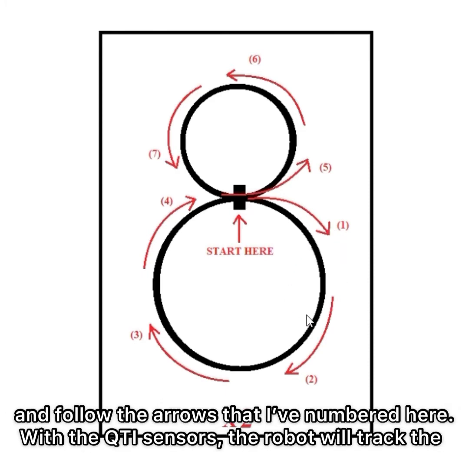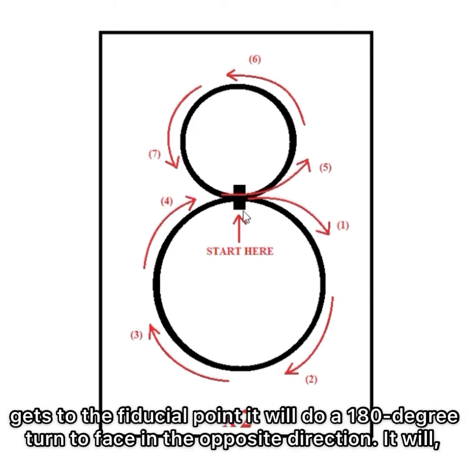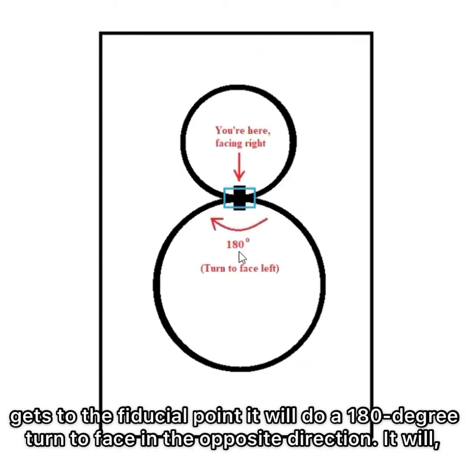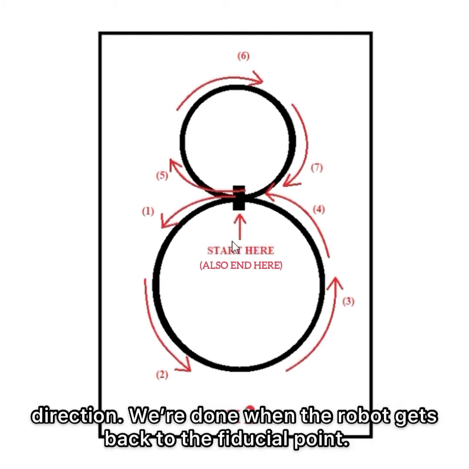With the QTI sensors, the robot will track the black electrical tape and stay on the tape the entire time. It will do 2 figure 8s, and when it gets to the fiducial point, it will do a 180-degree turn to face in the opposite direction. It will then follow the arrows and do 2 figure 8s, except this time in the opposite direction. We're done when the robot gets back to the fiducial point.